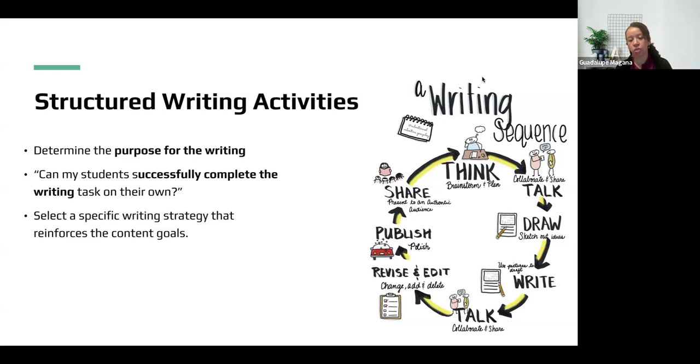So this is one of these little pictures that I like to follow from Valentina Gonzalez. Not sure if you guys have heard of her or if you follow her on Instagram, that writing sequence. So you think about what you're going to write, you talk about it with somebody else, then you write. Then you write a little bit more, and then you go back and talk to somebody else again. Then you revise and edit, and then you try again.